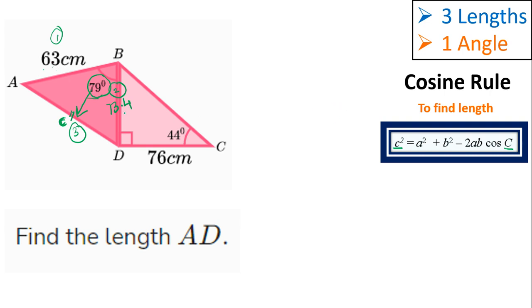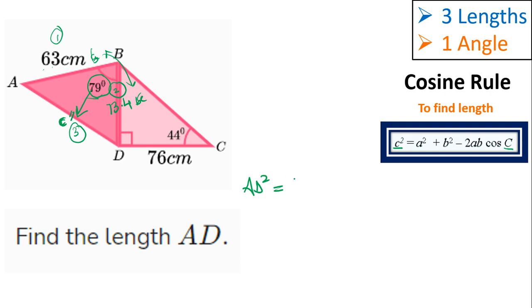And as you can see that there's a 63 and a 73.4. Now I could take either this one as A and this one as my B, or I can reverse the order. That's completely fine. I can take this one as B and this one as A. It's all the same thing. As long as you figure out your small c and your capital C, A and B aren't that important to worry about. So for the c squared, I don't really have my c, so I'm just going to be writing AD squared because that's the length I'm looking for.